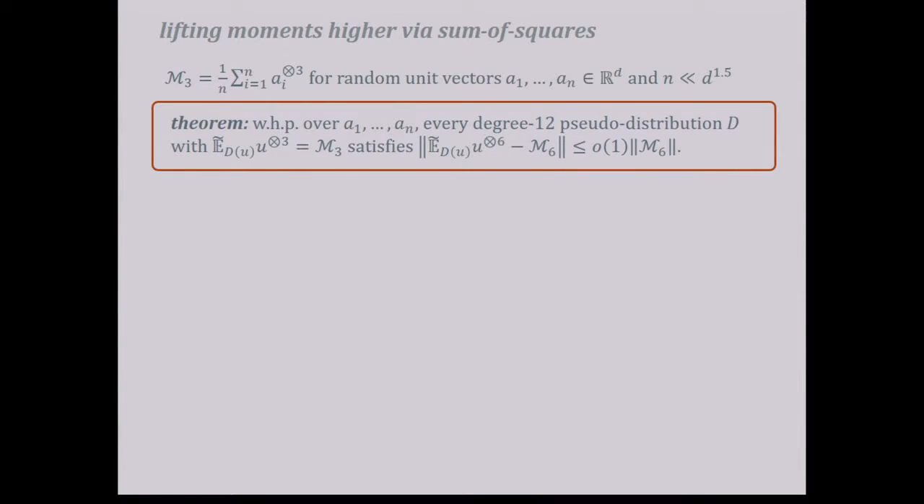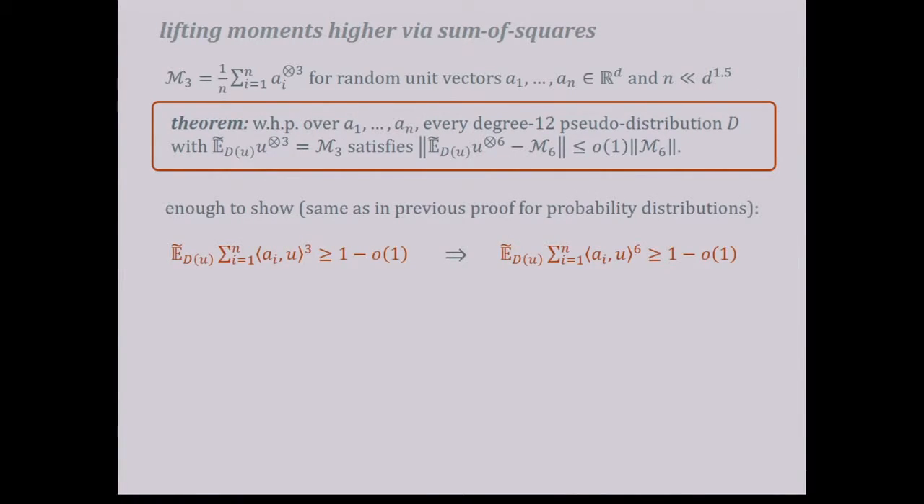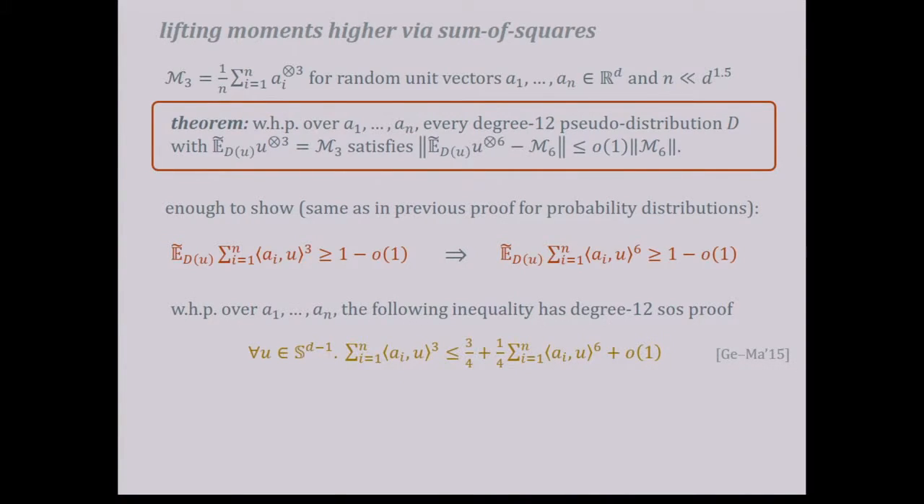So now what we want to do: before, we saw a proof that if you have an actual distribution whose degree 3 moment is the same as the degree 3 moment of our vectors, then the degree 6 moment is close to the degree 6 moment of our vectors. And if you recall that proof, the only thing that we used is the fact that if this polynomial has large expectation under distribution D, then also this polynomial has large expectation under D. That means we just have to prove that this inequality is still true for pseudo distributions, and this can be done.